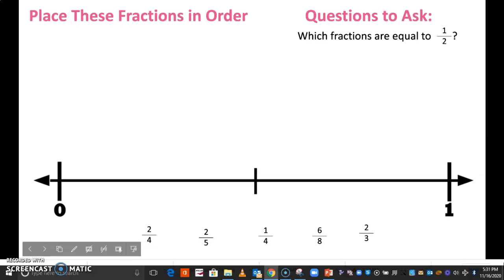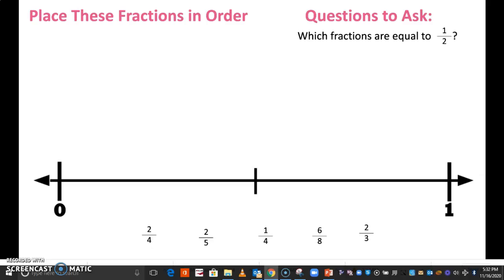now today we are going to practice putting fractions in order. Now, yesterday I briefly talked to you guys about using the half marker as the benchmark, the half of the fraction. And the reason we talked about that yesterday is that it's going to help us for today. So if we look down at the bottom of our screen, we've got 2/4, 2/5, 1/4, 6/8, and 2/3. We have these 5 fractions and we have to put them in order on this number line. And we know that they come between my two whole numbers of 0 and 1. So where do we start?